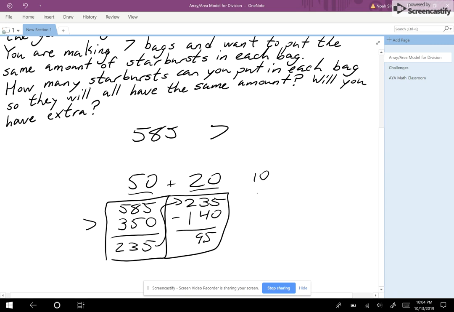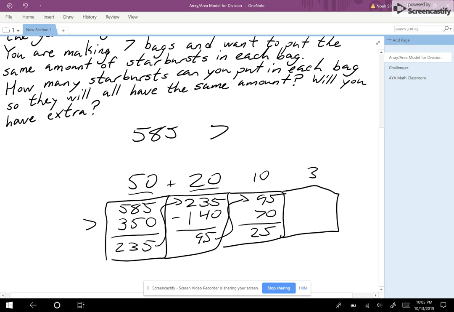So I'm going to add my 10, draw another box, move my remainder, multiply my two numbers to get 70. And I have 25 Starbursts left. So from here, I can probably put 3 more in each and be safe. So my 3 goes here. 25 moves up here. And I have 21 with a final remainder of 4. Can't do anything with that 4.